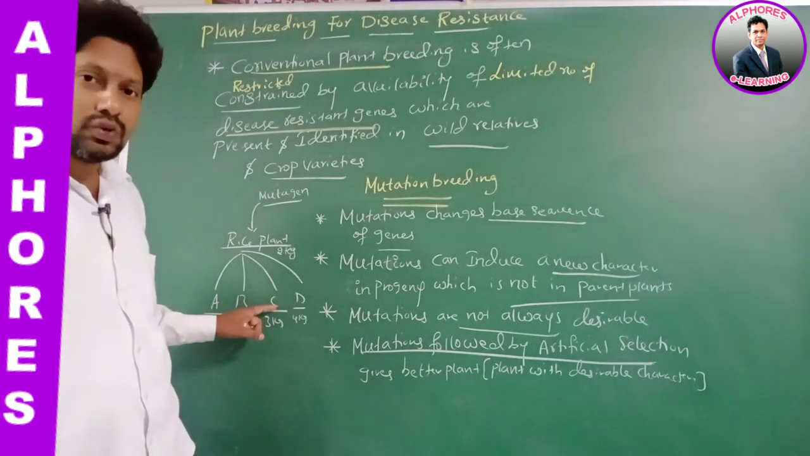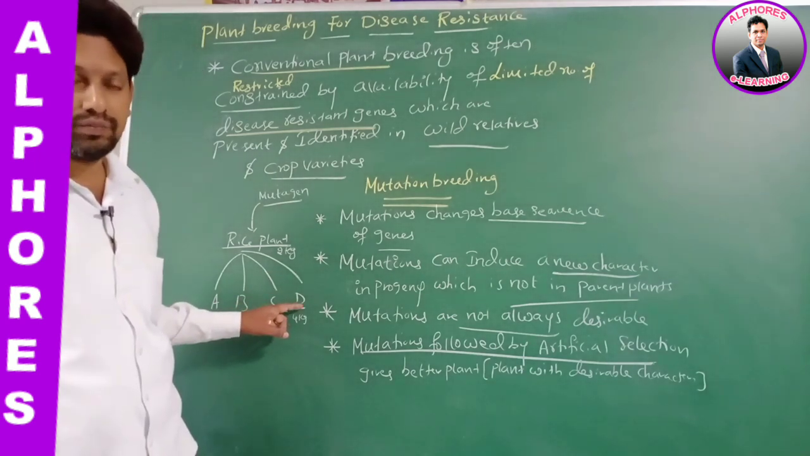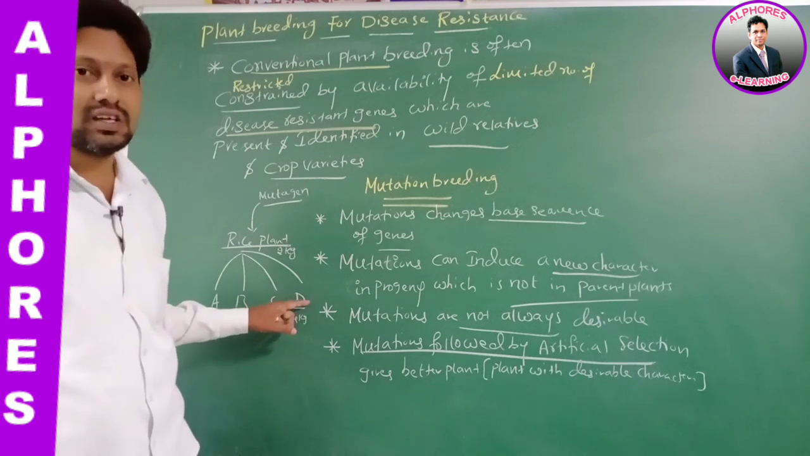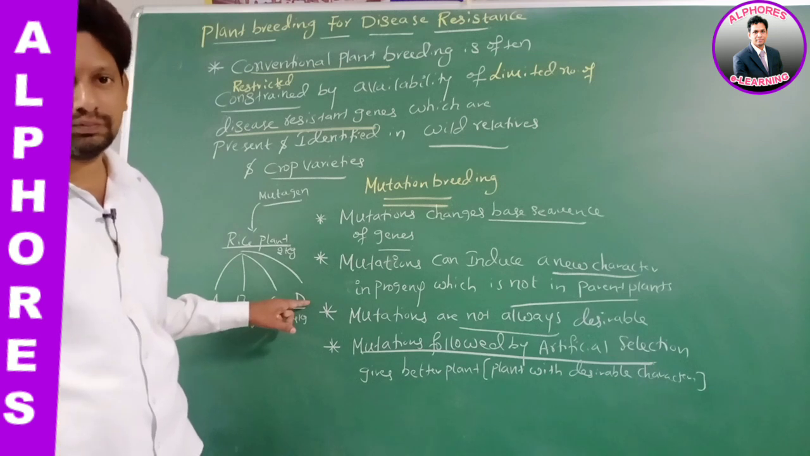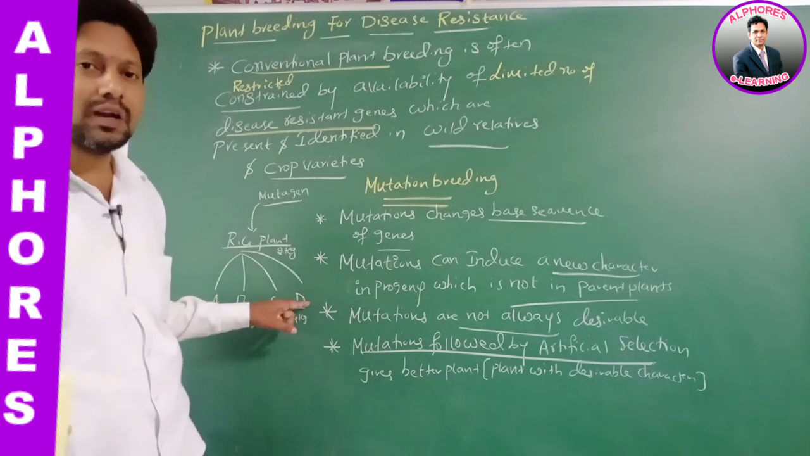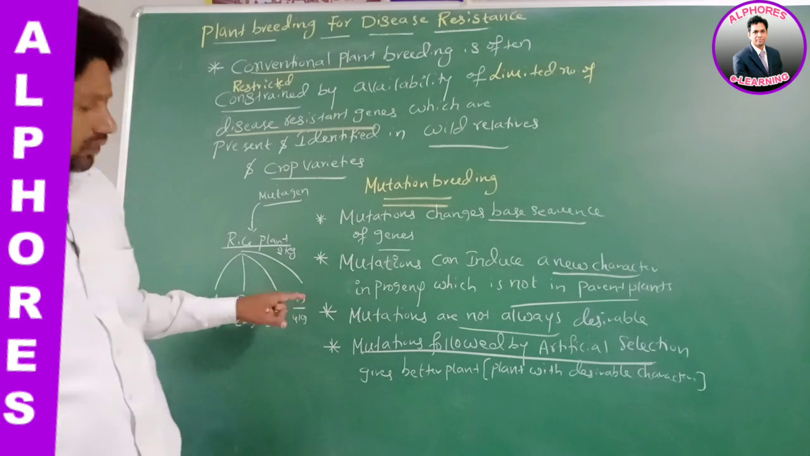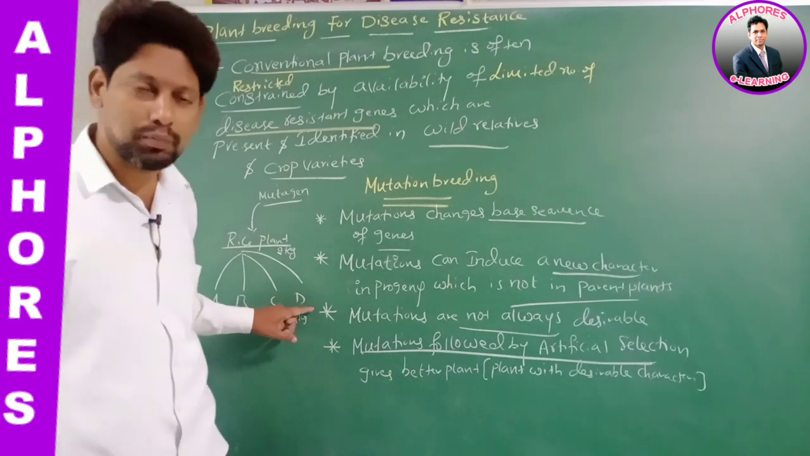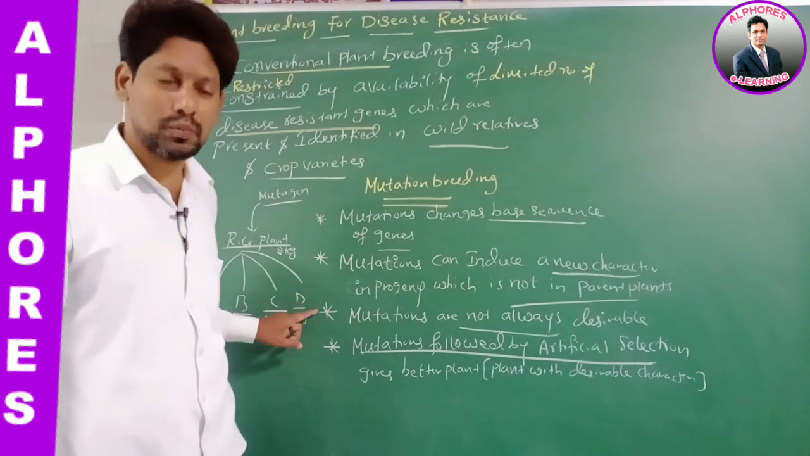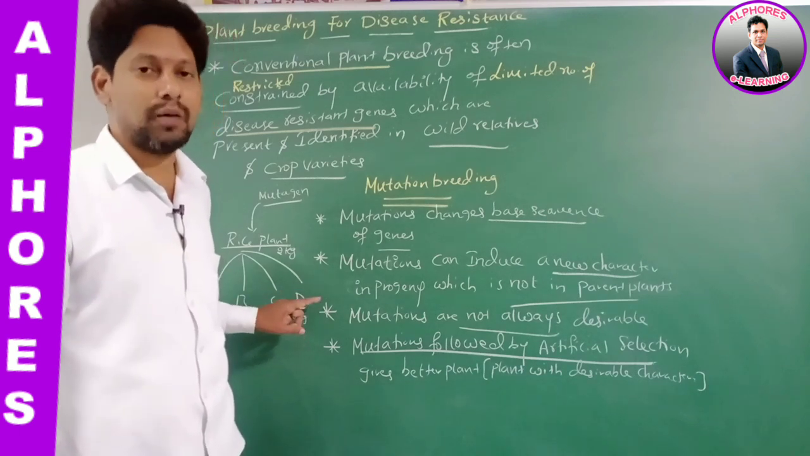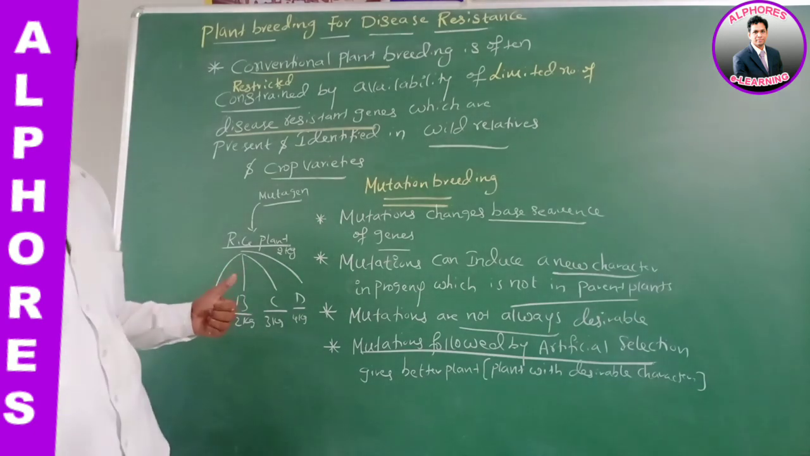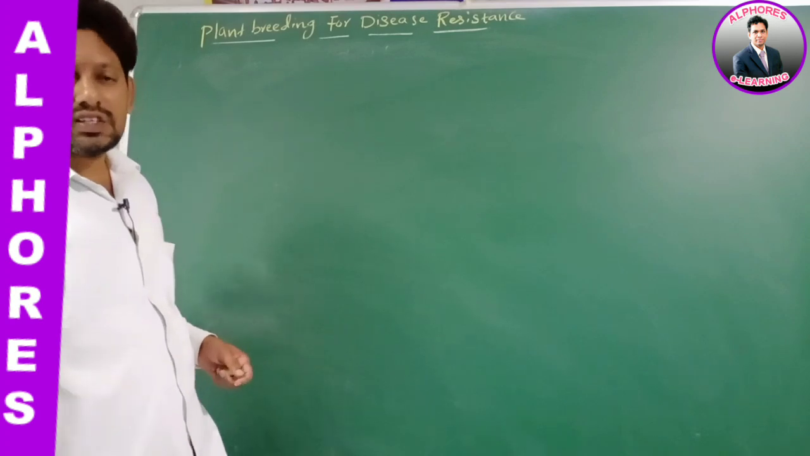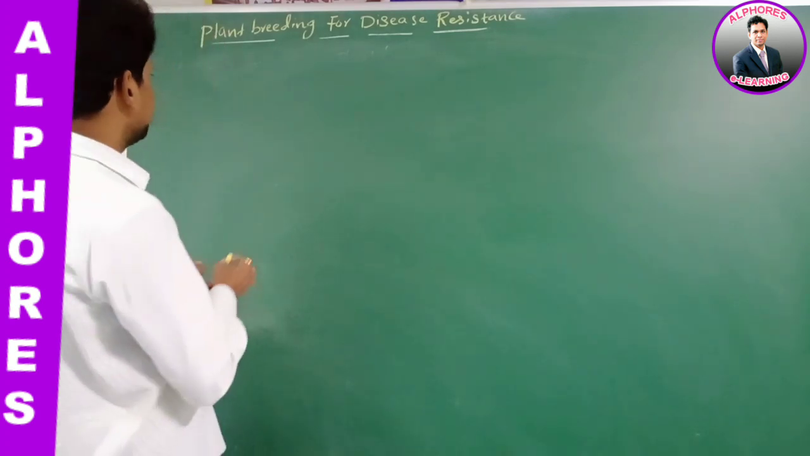We can use these varieties as parent plants for crop improvement, or we can multiply them directly. Therefore, they can be either multiplied or used as parent plants in crop improvement programs. Is this statement okay? We are discussing mutation breeding.